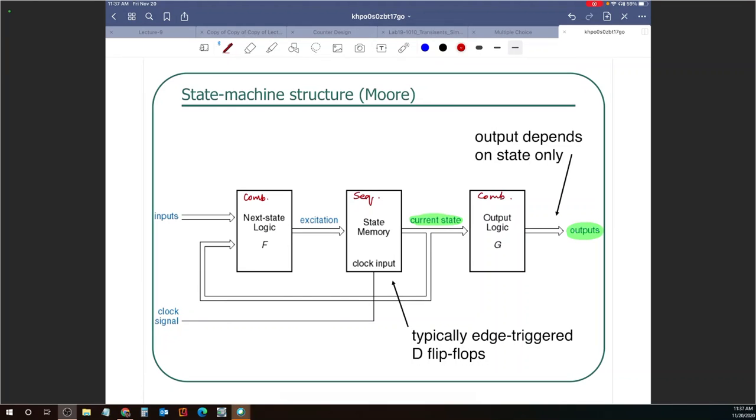But if you have a Moore machine, then the only thing that controls the output is the current state. Notice there is no wire that goes like that. That's not there. So that dependence is not there, which is what makes it Moore. Outputs depend only on the state.